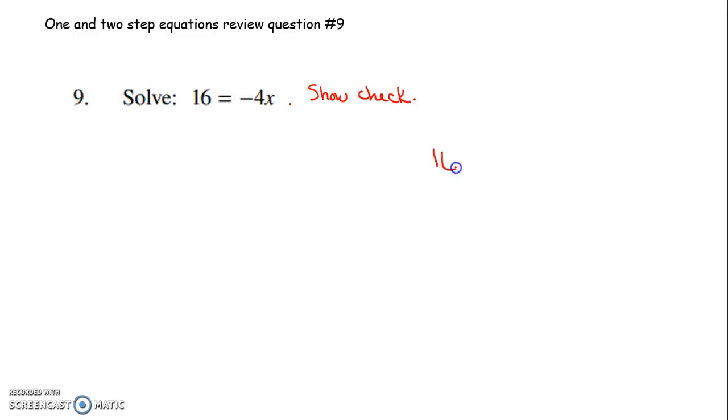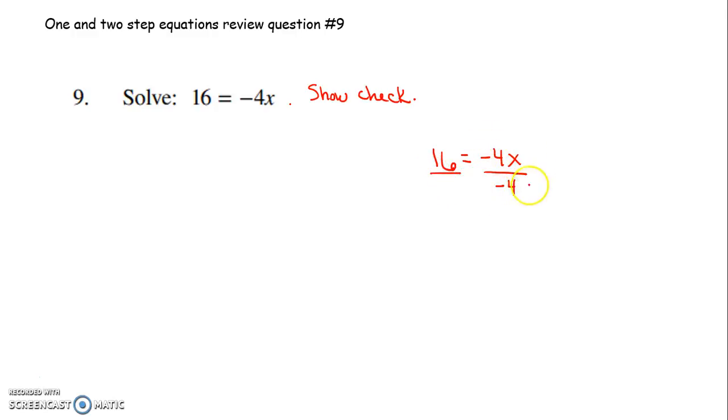So if I have to solve 16 equals negative 4x, all I have to do is solve this one-step equation. What's the operation between the negative 4 and the x? The operation between the negative 4 and the x is multiplication. How do I undo multiplication? I undo multiplication with division. So I'll divide the right-hand side by negative 4. You divide by whatever that coefficient of x is to get x all by itself.